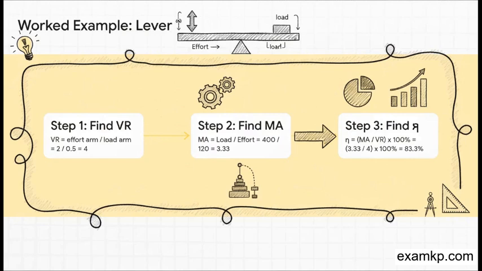First, the velocity ratio. For a lever, that's just the effort arm divided by the load arm. So 2 divided by 0.5 gives us a VR of 4. Simple. Next, let's get the MA. That's always load divided by effort. So 400 divided by 120 gives us an MA of 3.33. See? Now, to find the efficiency, we just use our formula. MA divided by VR times 100. So that's 3.33 divided by 4 times 100, which gives us 83.3%. You see the pattern? It's always about the relationship between these 3 or 4 key things.